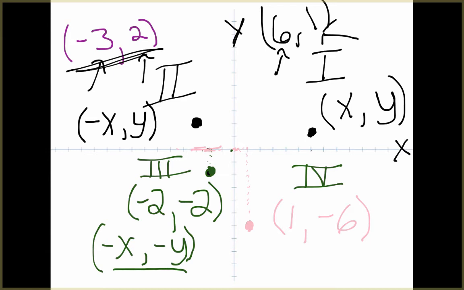Okay? What can we say about the x and the y coordinate? Well, our x is positive and our y is negative. Any point that has an x coordinate that is positive and a y coordinate that is negative is in the fourth quadrant.